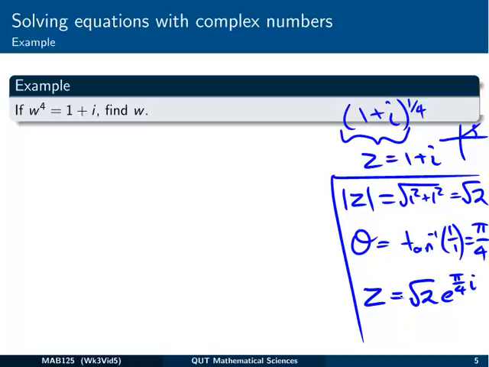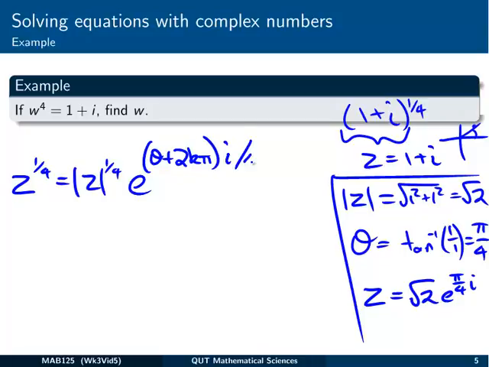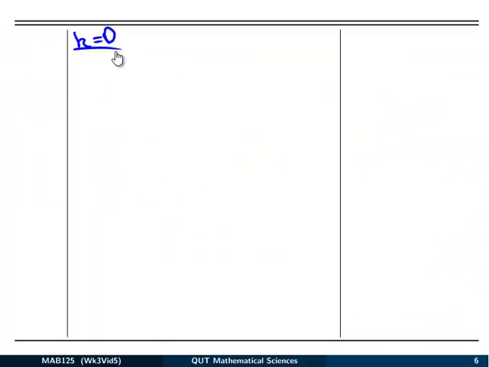So now we've got our z in exponential form, and we need its 1/4 root. So our rule from the previous page says that z to the 1 on 4 is going to be the modulus of z to the 1 on 4, times e to the (theta plus 2k pi) times i over 4, where k is going to be equal to 0, 1, 2, and 3. Remember, it goes up to n minus 1, and 4 minus 1 is 3. And that's going to give us our 4 possible values for our 1/4 root. So let's jump over to the next page and have a go at that.